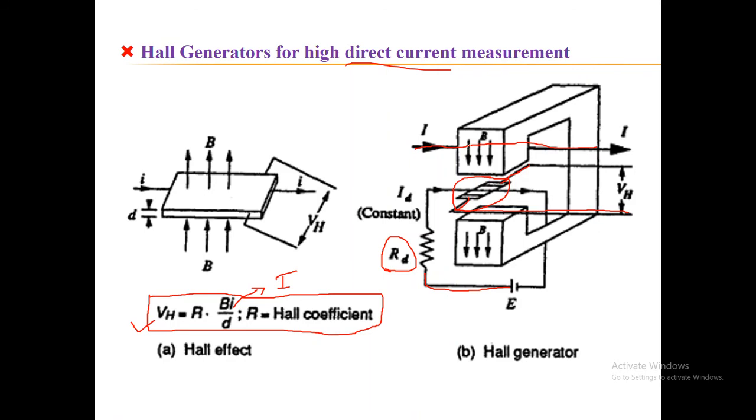Ultimately, the voltage is calibrated, or converted, in terms of current by using this formula: VH is equal to R into B I upon D. So the person handling this measurement technique should know the value of the output voltage, the Hall coefficient value, the magnetic flux density value, and the thickness of the plate. By having all these four parameters, one can calculate the value of the current very easily. So this is about the Hall effect generators.